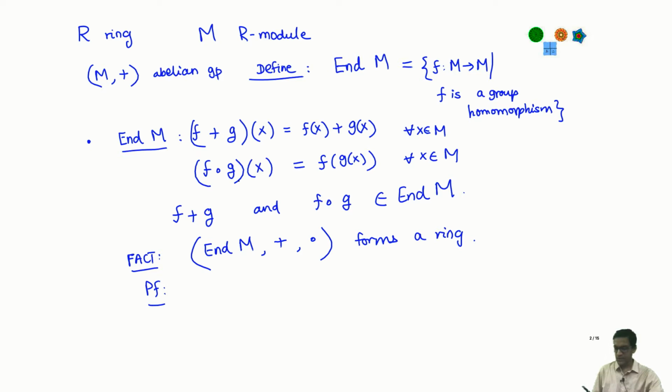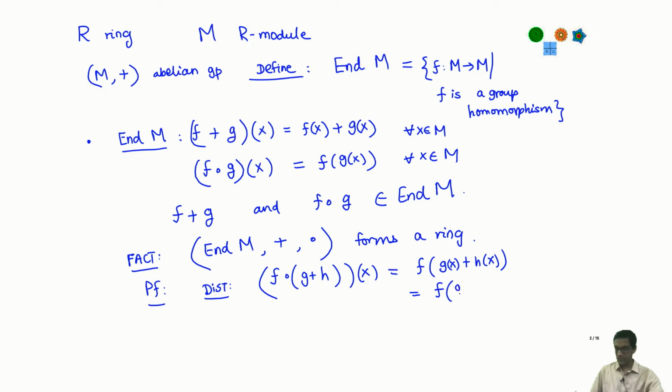And what else is required? The identity map. We also need to show distributivity. So let's just check those two axioms. Let's check the distributivity axiom, that multiplication distributes over addition. That means if I look at f composition (g plus h), then that's got to give me f composition g plus f composition h. So let's compute what this homomorphism does on x. This is by definition f of (g(x) plus h(x)). But the key thing here is that f is a homomorphism. Therefore f of a sum of two things is just f of the first plus f of the second. This is because f is a homomorphism.